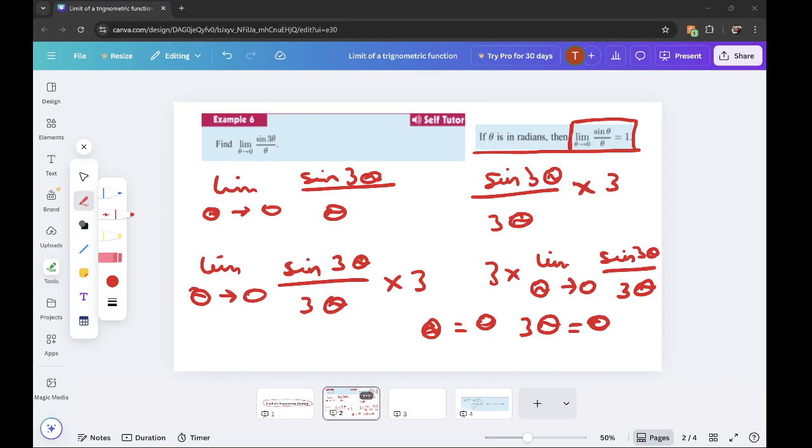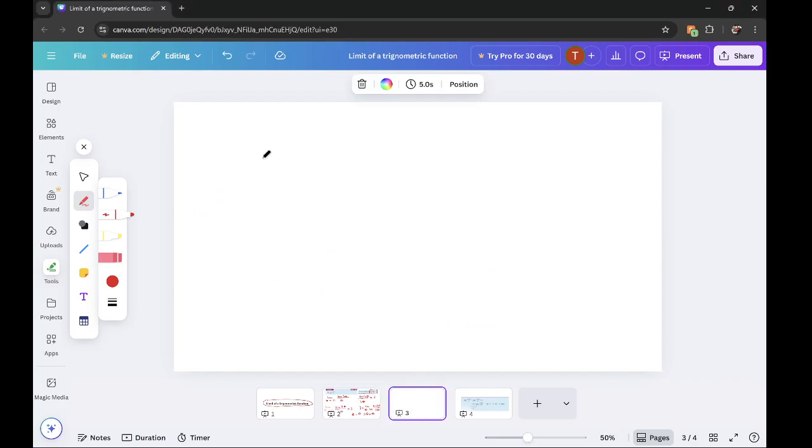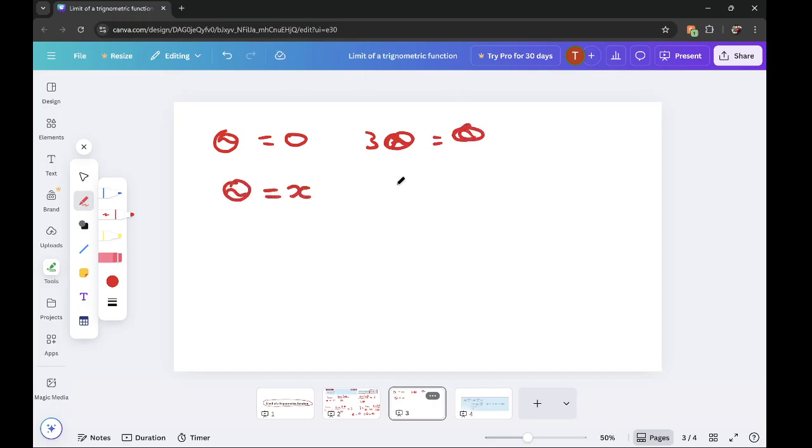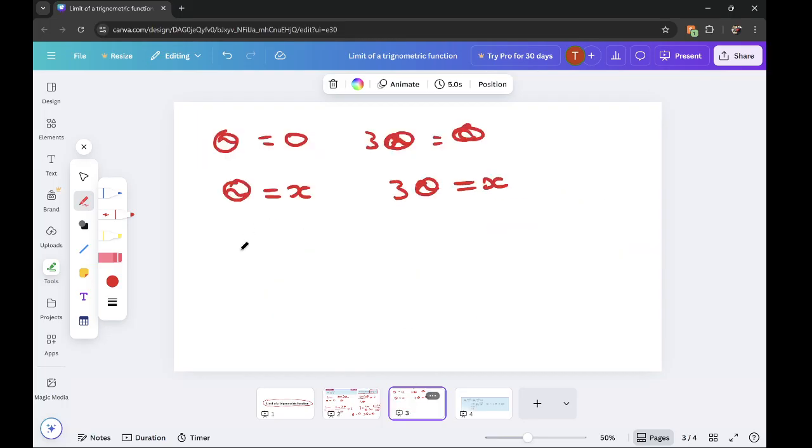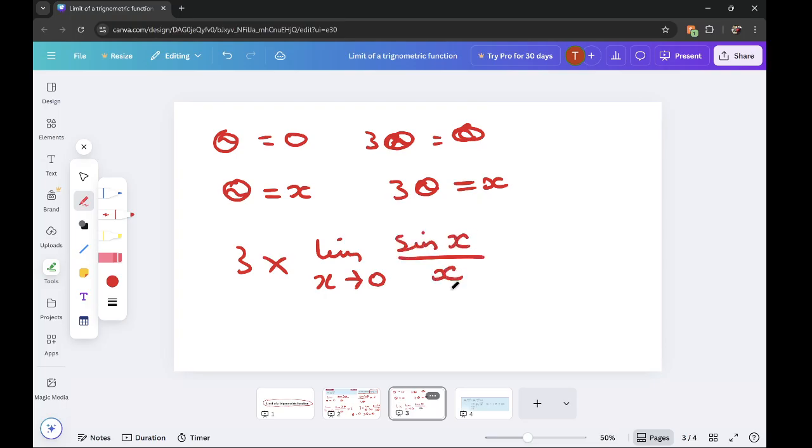That's what I would do in this case. Some mark schemes say not to do it this way, but this is how I would do it. So I would say if theta tends to 0 and 3 theta also tends to 0, then we can say as theta is equal to x, 3 theta is also equal to x. So what we can do here is replace our variables. So we can put x over here, and x over here. So we get 3 times the limit, as x approaches 0 now, of sine x over x.